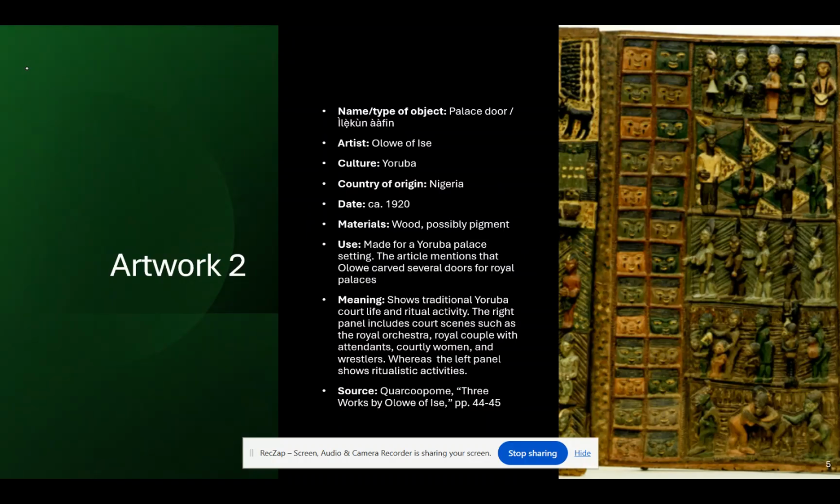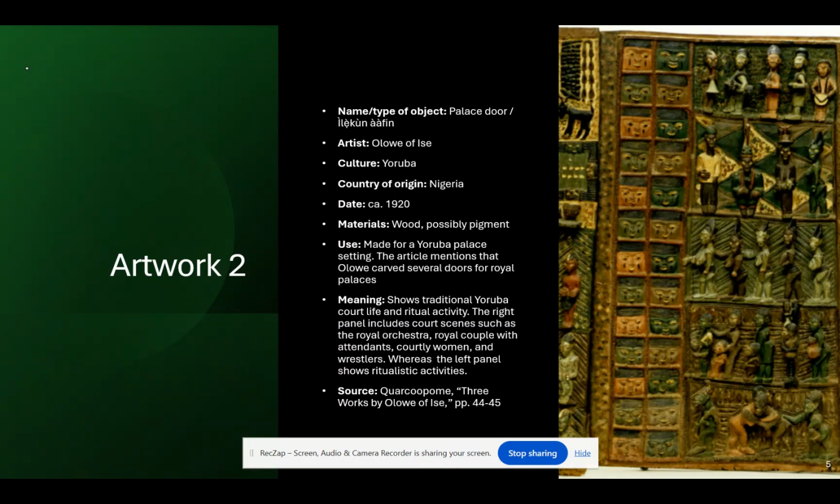The second artwork is Ise Palace's door, made around the 1920s as part of Yoruba heritage in Nigeria. It's made of wood with the possibility of pigments being used. The door was made for a Yoruba palace setting, for which the artist carved several other doors for royal palaces. This is an important detail to consider because it wasn't just a random object but belonged to the world of Yoruba court life, royal architecture, and elite patronage.